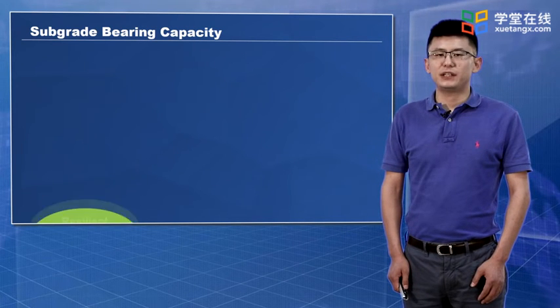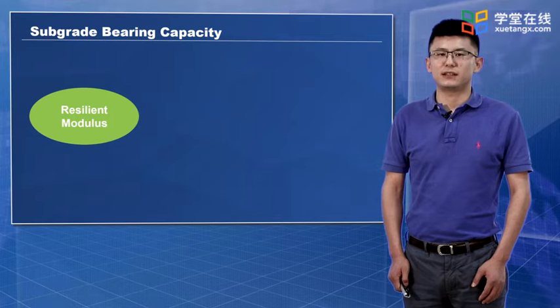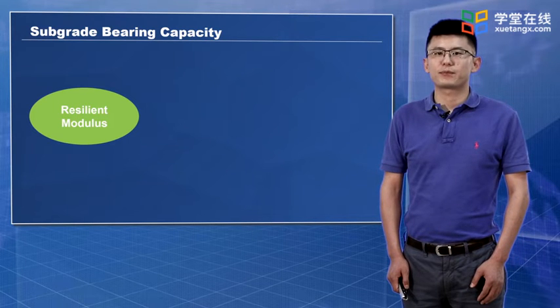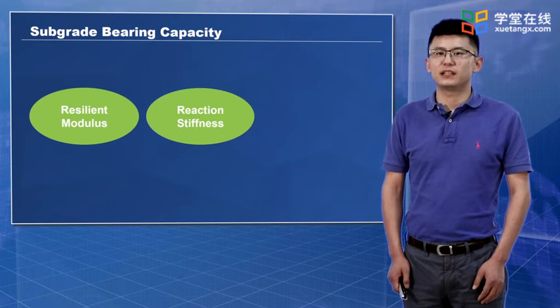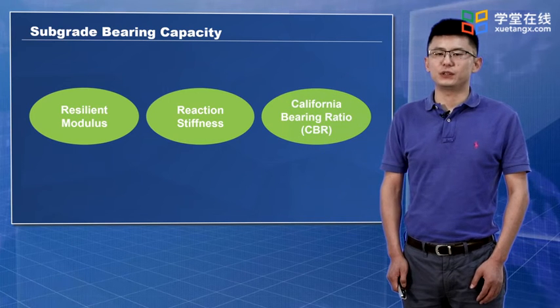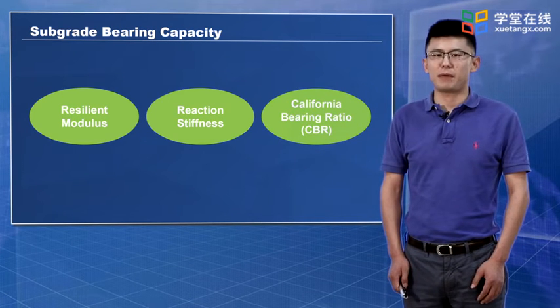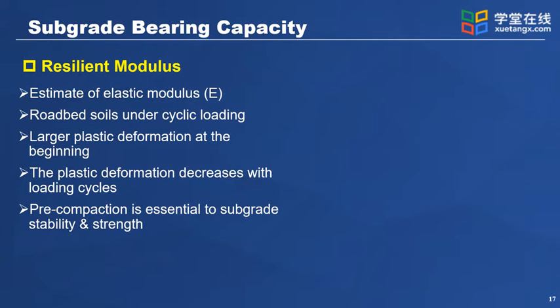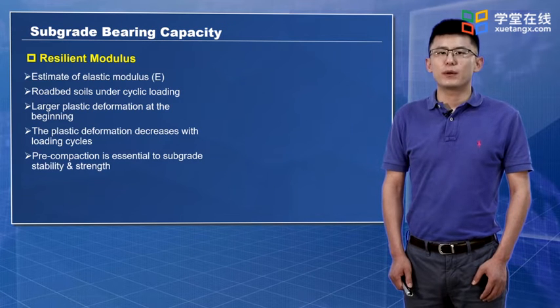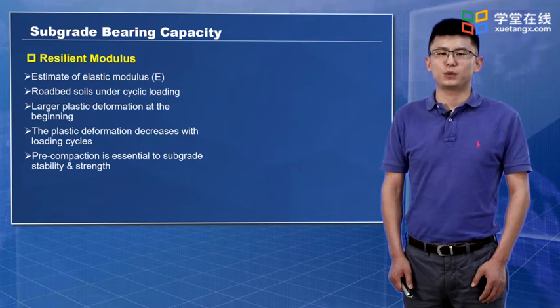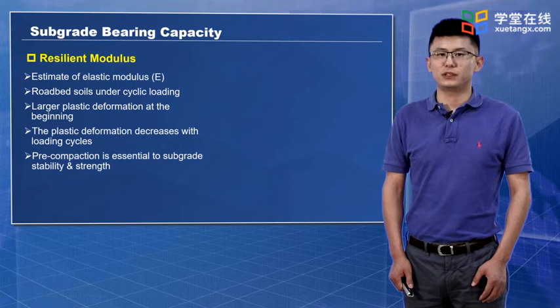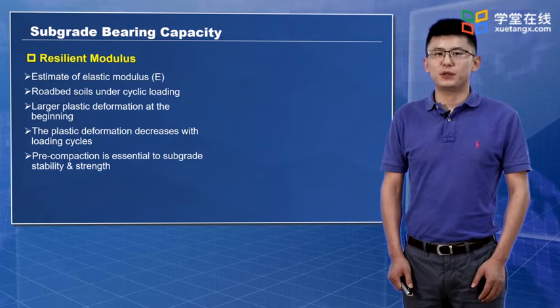We have generally 3 different indexes. They are resilient modulus, reaction stiffness, and the California bearing ratio. What are they? Let's take a look one by one. The first, resilient modulus. We know that for many materials, for example, the metal, concrete, we may have elastic modulus, but for soil, we don't have elastic modulus. We may have an estimate of elastic modulus. That is resilient modulus. Then, how to get the resilient modulus?